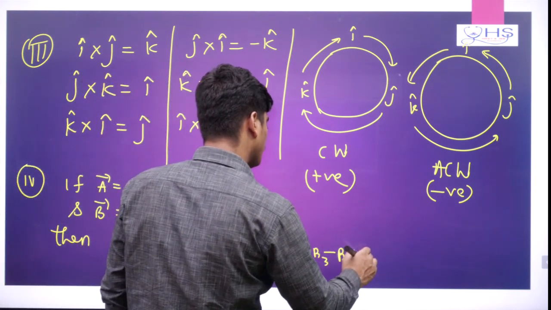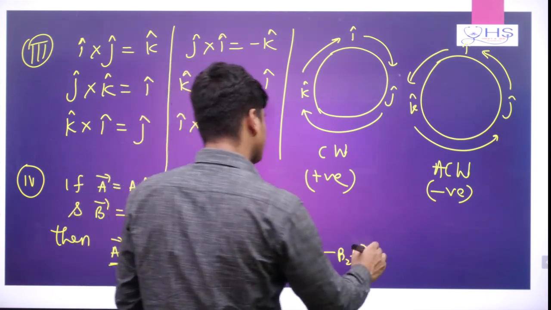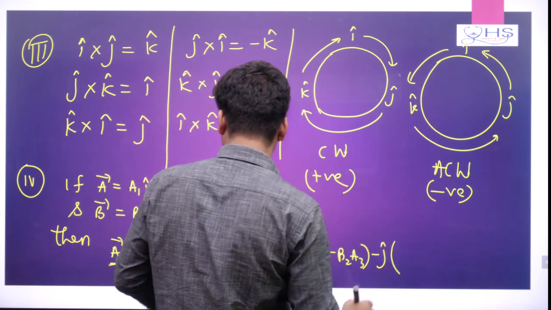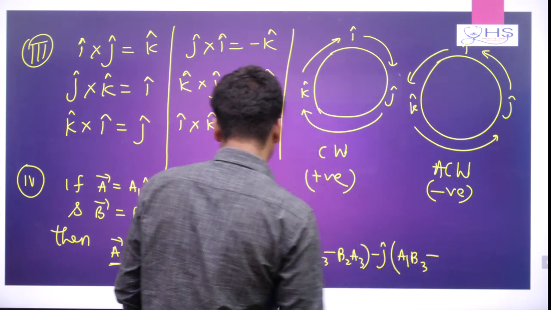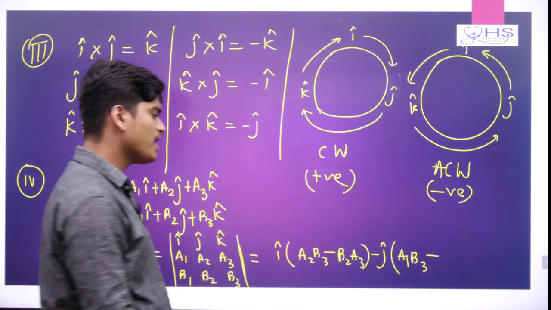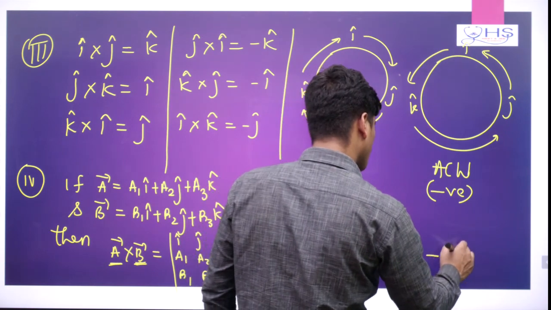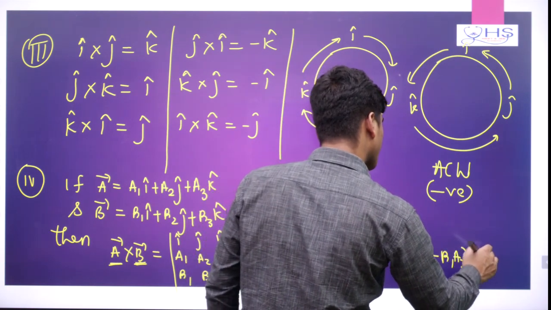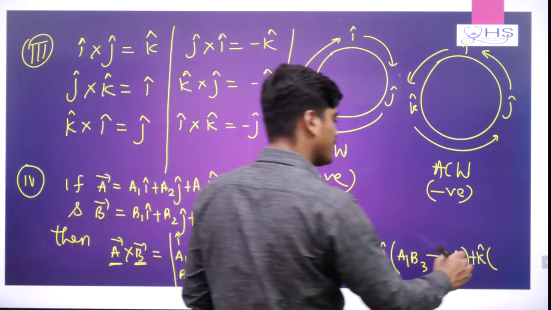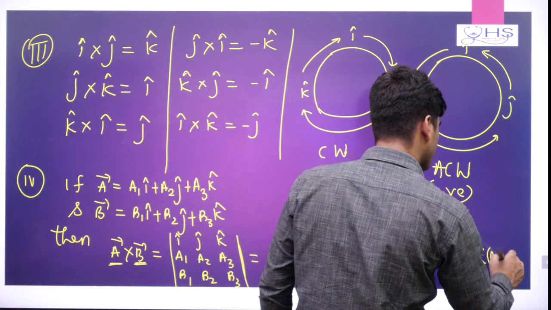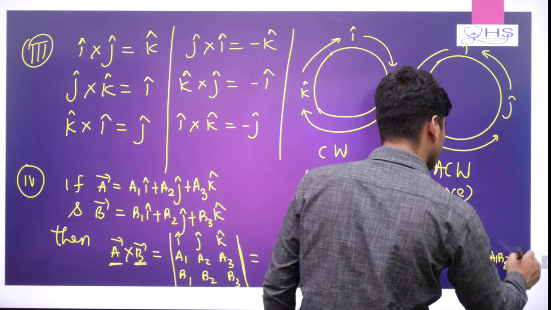Then j cap is nothing but how much? Minus j. It is your a1 b3 minus b1 a3. Similarly, k cap if you want to write, how much? a1 b2 minus b1 a2. Okay, remember this, a1 b2 minus b1 a2. So how to find this one?